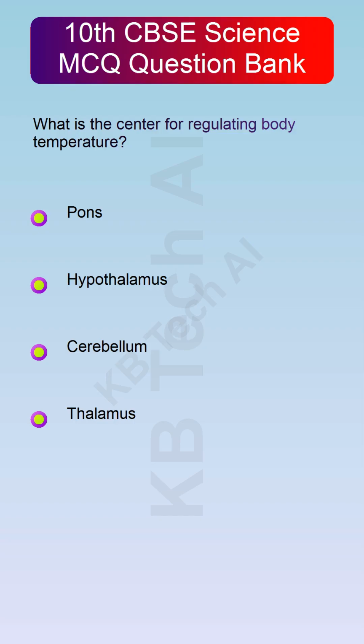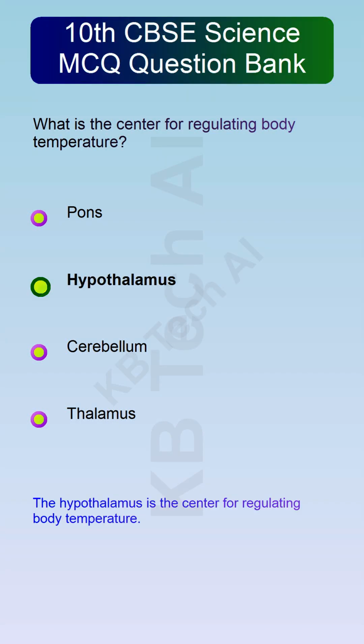What is the center for regulating body temperature? Option 1, pons. Option 2, hypothalamus. Option 3, cerebellum. Option 4, thalamus. The answer is Option 2, hypothalamus.